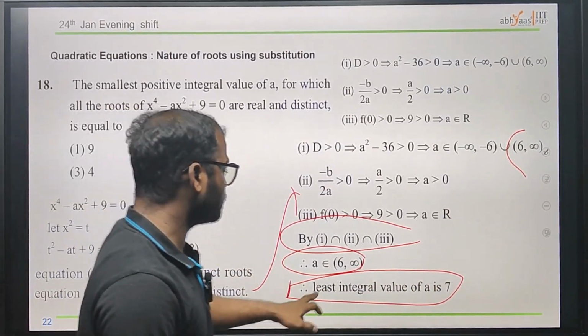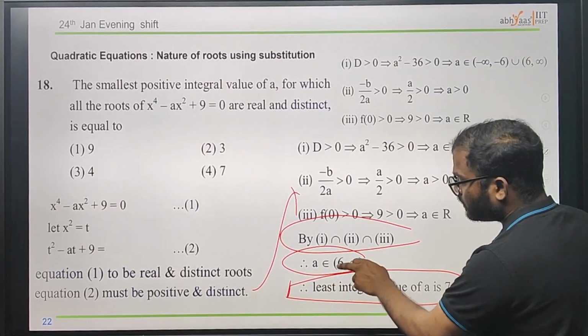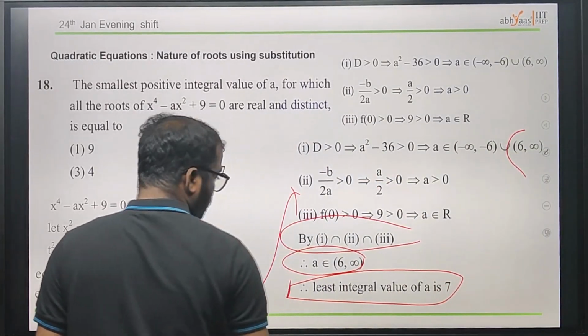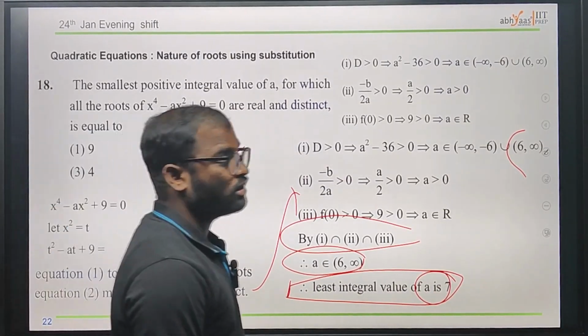Which is this one. So the least integral value is nothing but, 6 is not included, but after 6 we have 7. For that reason we just take the value 7, which is a is 7. I hope you understood.